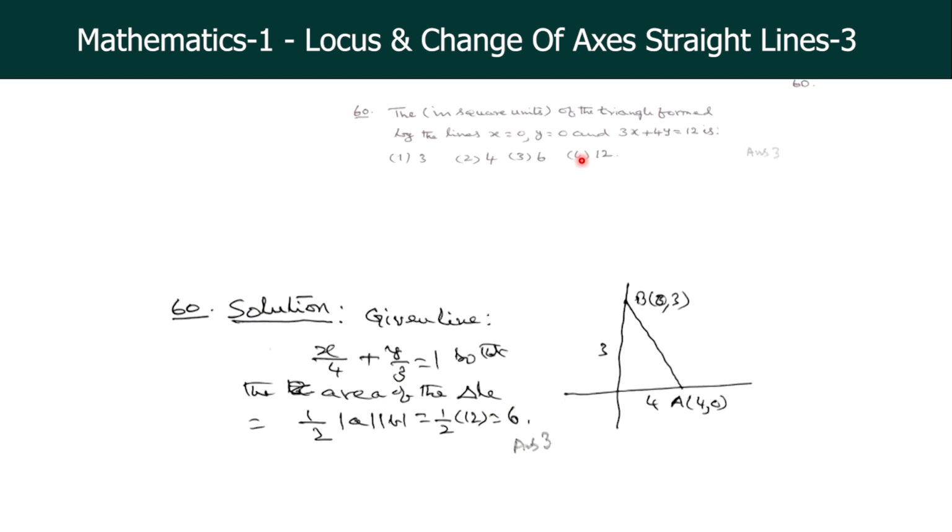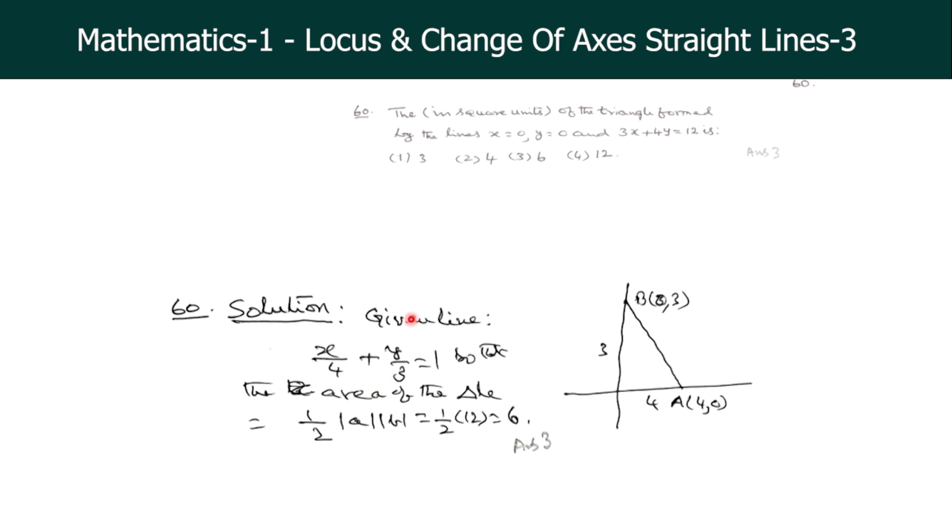The area. See here, the word area is missed, but of course, when I write square units, that means area. The area of a triangle formed by the lines x is equal to 0, y is equal to 0 and 3x plus 4y is equal to 12 is: 1) 3 square units, 2) 4 square units, 3) 6 square units and 4) 12 square units.